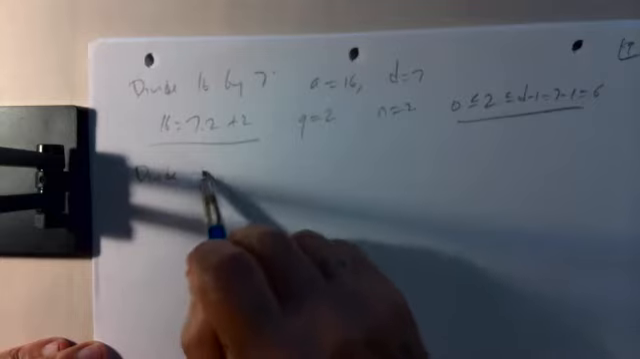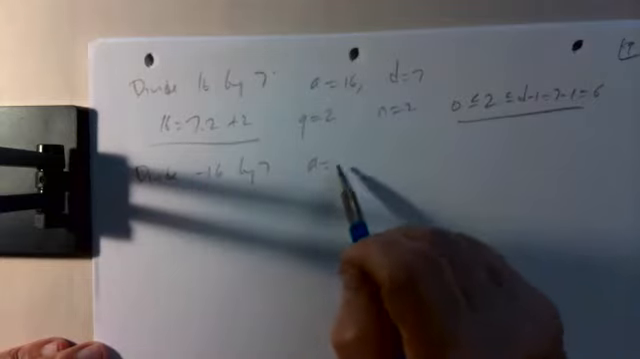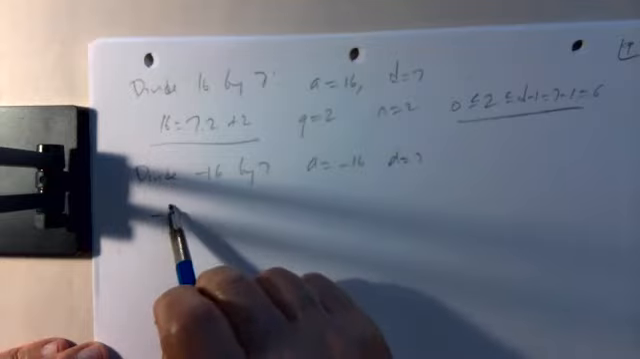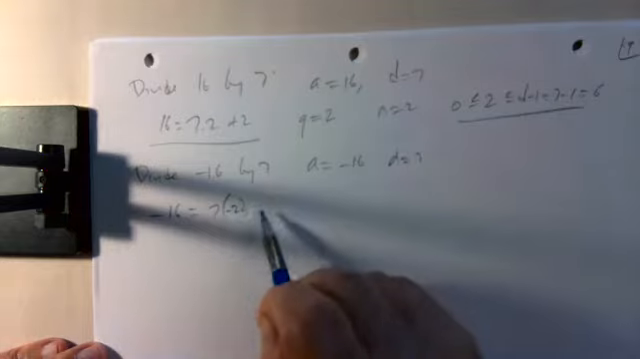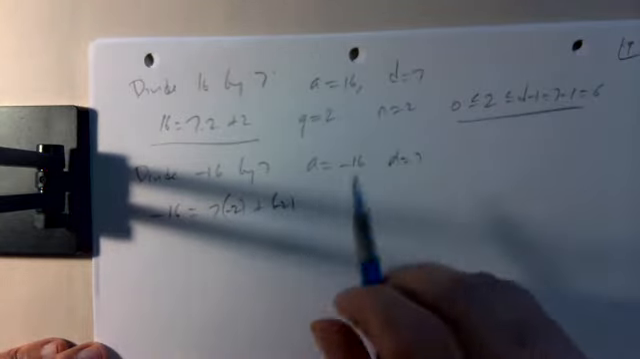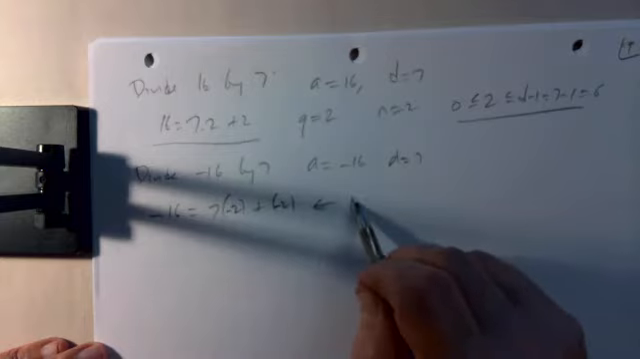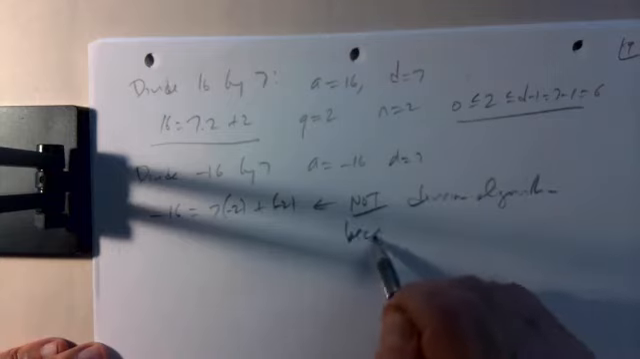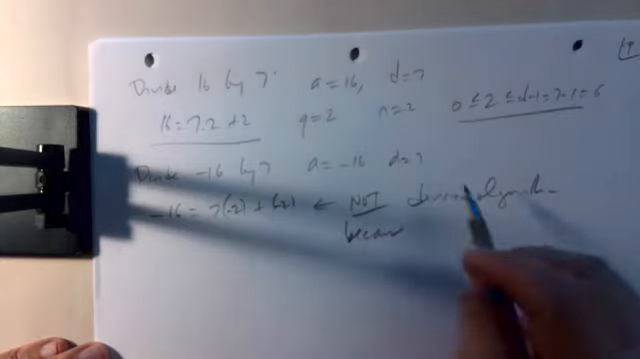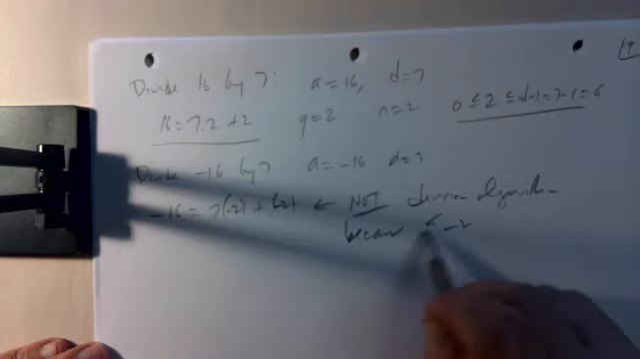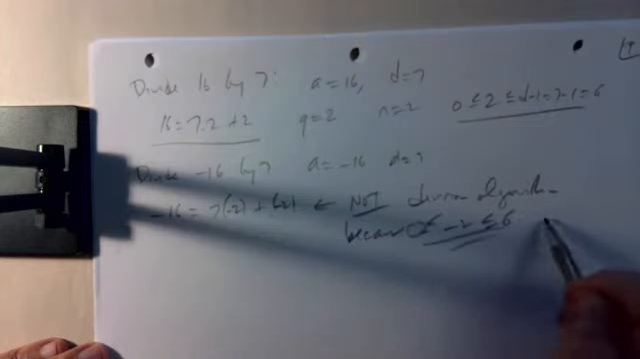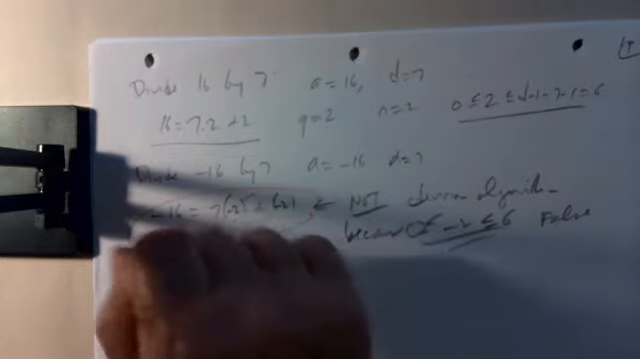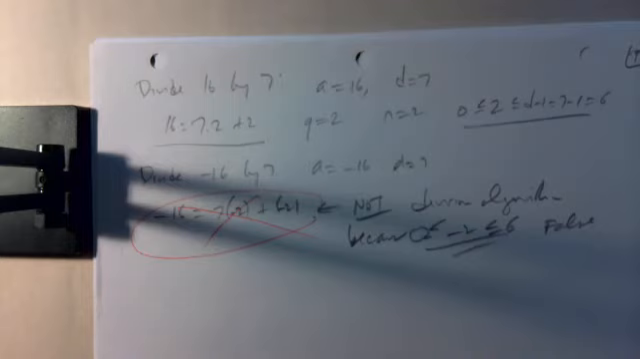Suppose I want to divide minus 16 by 7. So now A is minus 16 and D is 7. And it is certainly true that minus 16 is 7 times minus 2 plus minus 2. I'm just multiplying this by minus 1. So this is a true statement, but this is not the division algorithm, because my remainder, minus 2, is not between 0 and 6. So this is a true statement, but it's not the division algorithm. We want a remainder between 0 and 6.